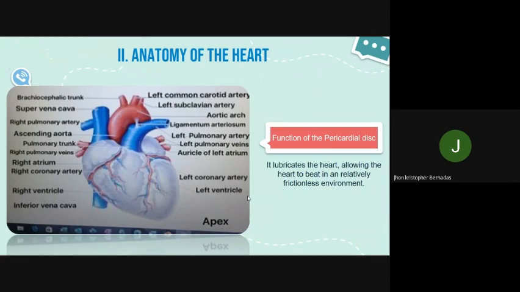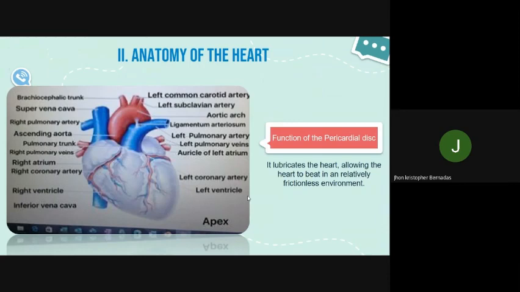We are in anatomy of the heart. First, we have the brachiocephalic trunk. The brachiocephalic trunk, or brachiocephalic artery or innominate artery, is an artery of the mediastinum that supplies blood to the right arm and the head and neck. Next, we have the superior vena cava. The superior vena cava is a major vein in your upper body. It carries blood from your head, neck, upper chest, and arms to the heart.